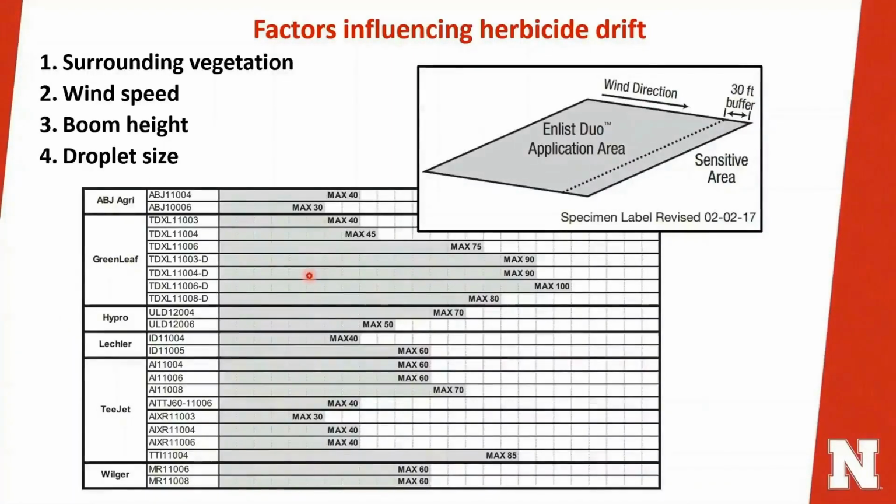If we have to list the four main factors influencing pesticide drift in an application scenario, we can narrow them down to these four big factors. First, the surrounding vegetation: what is nearby the fields that we are spraying? The wind speed plays a big role in pesticide drift potential. Boom height during applications is very important as well, as you will see in the following slides. And finally, the droplet size. Droplet size basically determines the drift potential in every pesticide application.